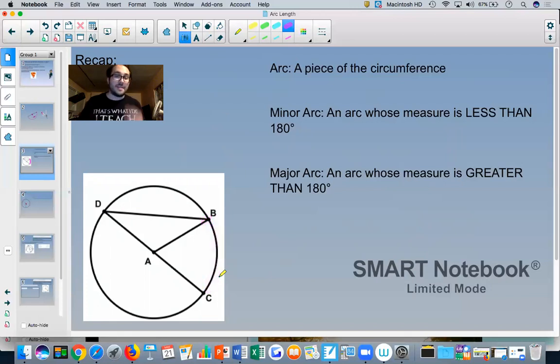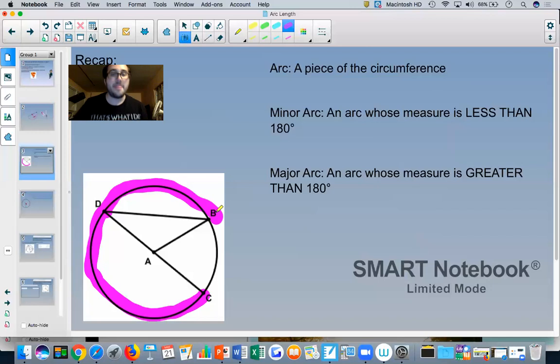A major arc is the opposite. It's greater than 180, meaning it completes more than half the circle. So for example, we can do C to D, and then let's say we continued and went all the way to B. That would be considered a major arc because it's greater than going halfway around the circle.